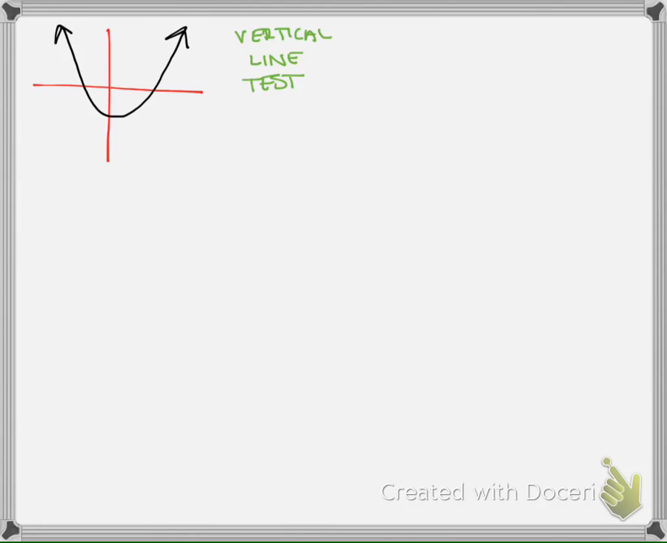And in the vertical line test, if I draw a vertical line anywhere on the graph, it cannot touch the graph more than once in order for it to be a function. So we notice that this vertical line only touches the graph one time, and therefore anywhere on the x-axis or on the graph, if I draw a vertical line, it's only going to touch the graph one time. Therefore, this is a function.